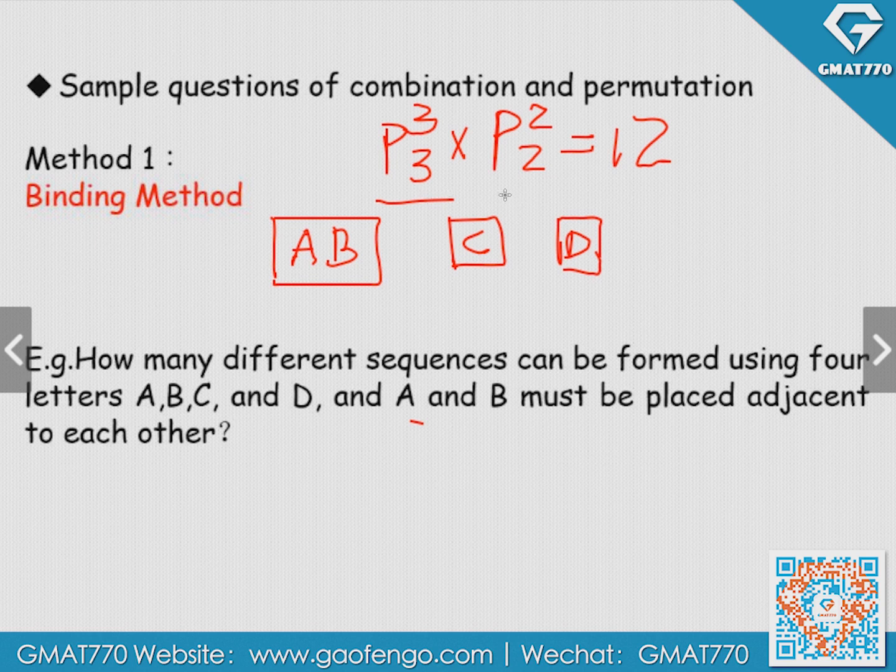There are two procedures. So when you see that a question is asking that some elements must be placed together or adjacent to each other, we can first combine those elements together as a group and place the groups in order first. And second, don't forget to multiply by the sequence within the groups.